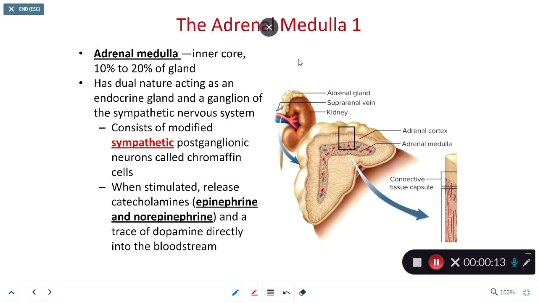So as you focus on the medulla, the inner part or the middle of the adrenal gland, it's about 10 to 20% of the total volume of the gland. And if we look at this figure, we can see the adrenal medulla right there in the middle, and then the cortex is around the outer circumference.